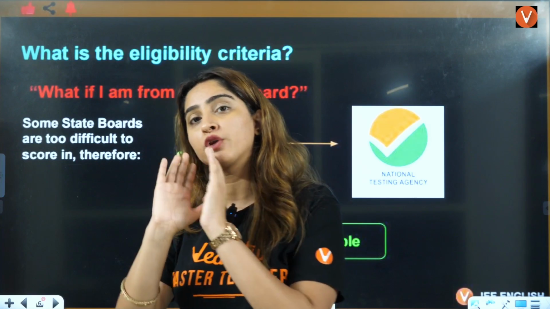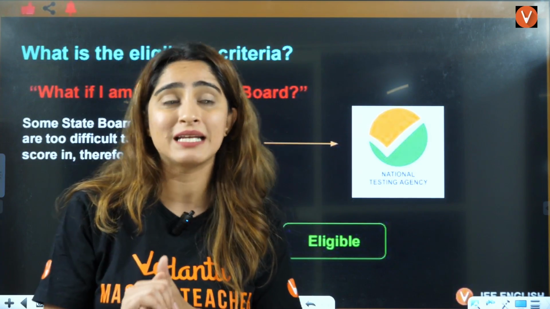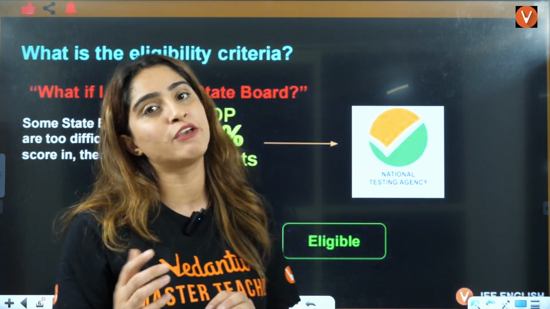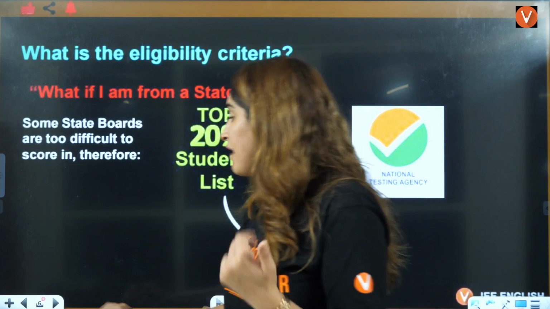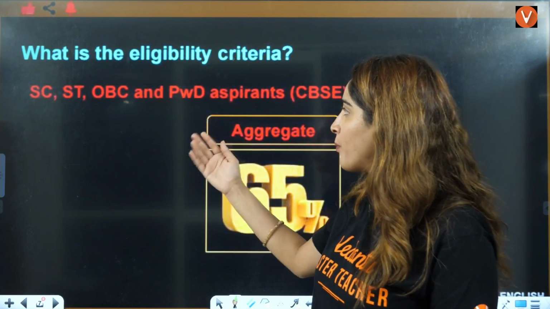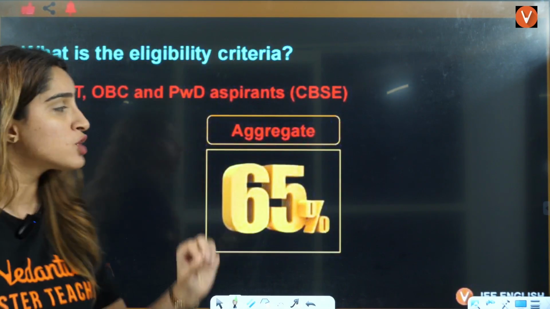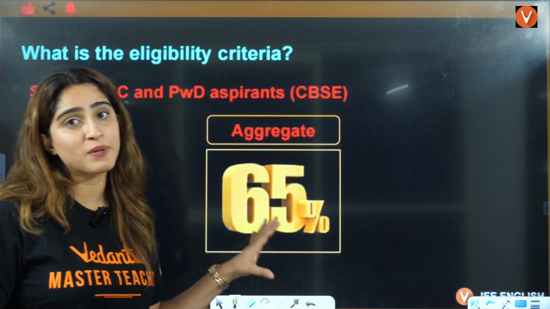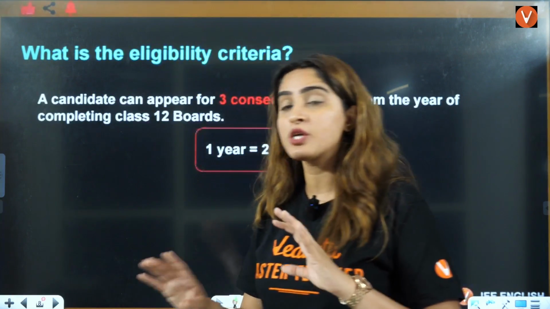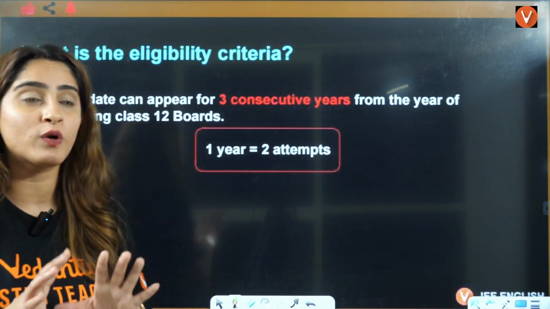So if you belong to any state board exam, you have to be in the top 20%. You need to have a good percentage, right? But if you're from CBSE or ICSE, then you should have above 75%, right? Now, if any other quota is applied to you, SC, ST, OBC, PWD, in that case, you should have 75% aggregate, right? Okay. Now, this was about your class 12th marks and the eligibility based on your class 12.